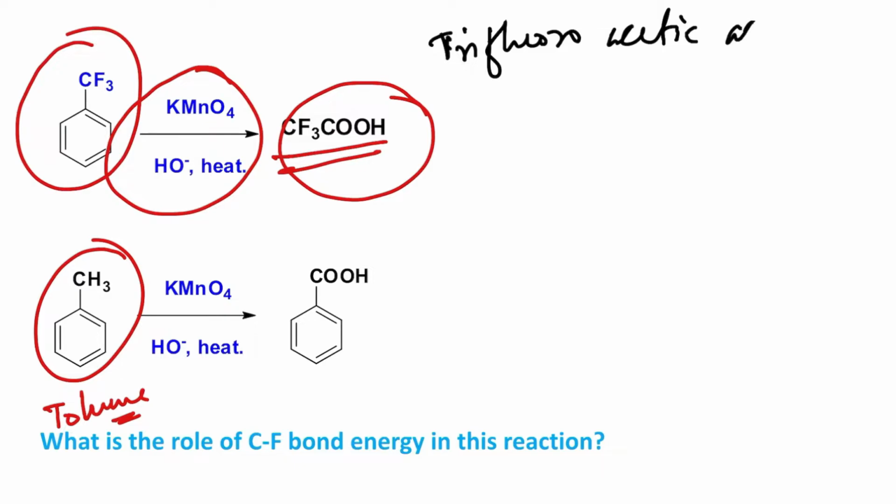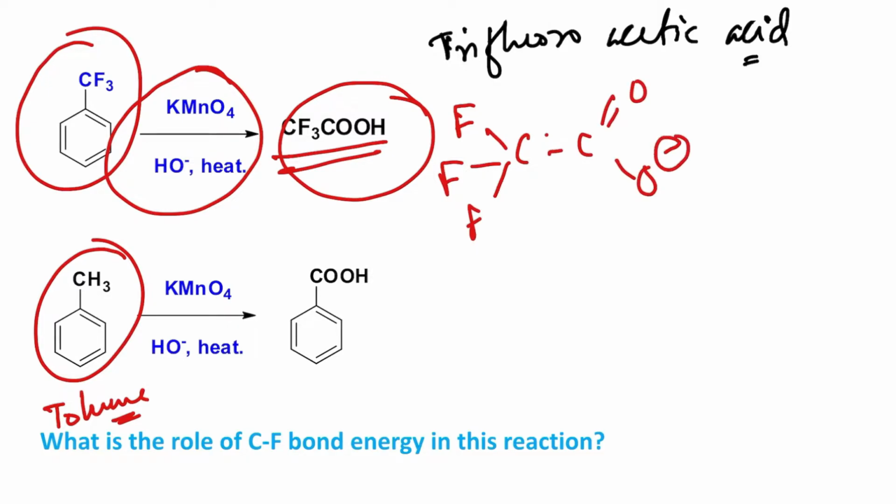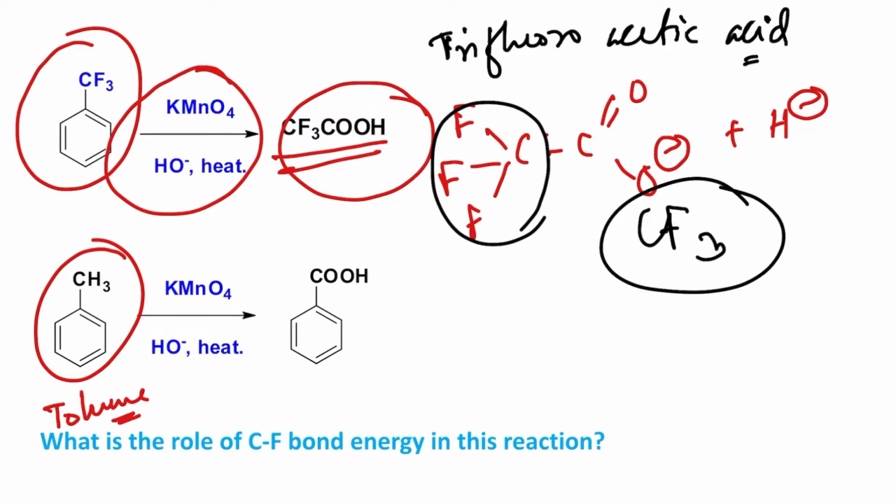So this is trifluoroacetic acid. This molecule is very unique because of its exceptional stability due to the presence of the three fluorine atoms. That's why the conjugate base produced from it is stabilized more, because of the electron withdrawing effect of this CF3 group.